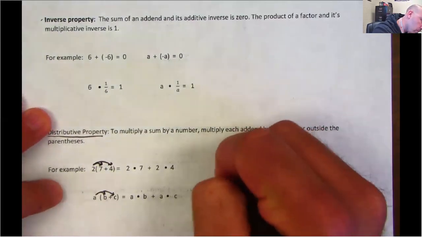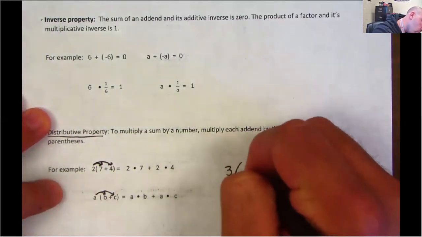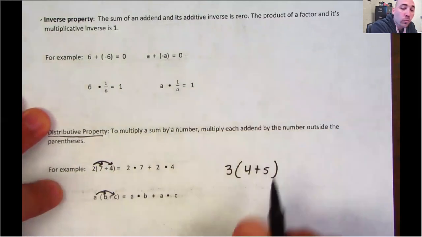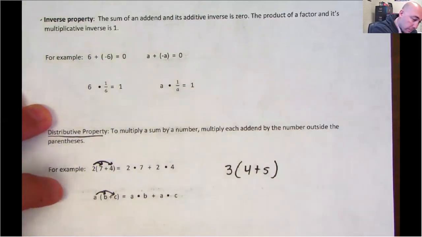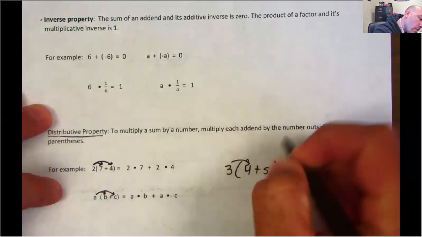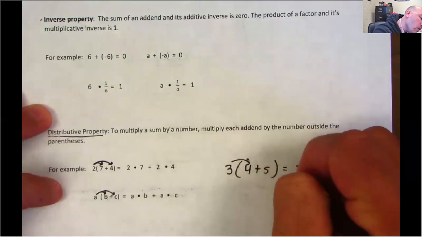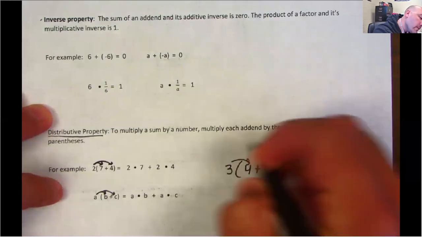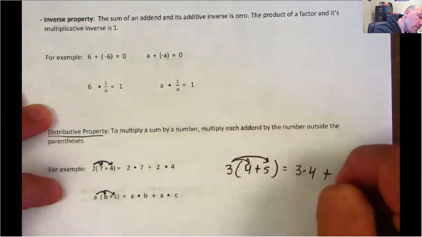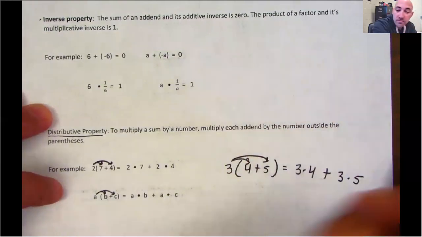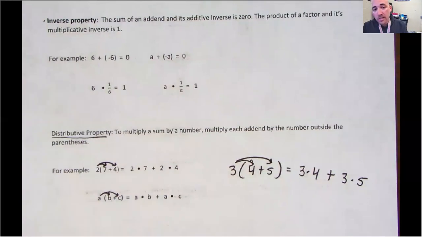Let's try one more example. Okay, we're doing the distributive property. So this would be 3 times 4 plus 3 times 5. That is the distributive property.